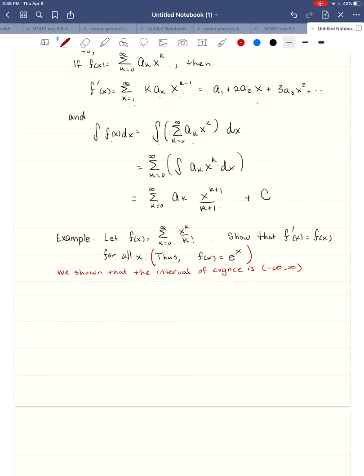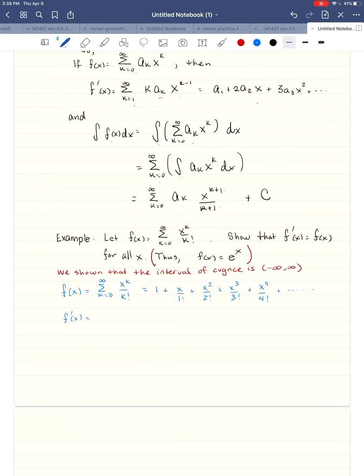Now we're going to take the derivative of this. f of x, let me write it out, is the sum from k is 0 to infinity of x to the k over k factorial. So x to the 0 over 0 factorial is our first term. x to the 0 is 1, 0 factorial is 1. If k is equal to 1, I have x to the first over 1 factorial. And then I have x squared over 2 factorial, and then x cubed over 3 factorial, x to the fourth over 4 factorial, and on and on and on.